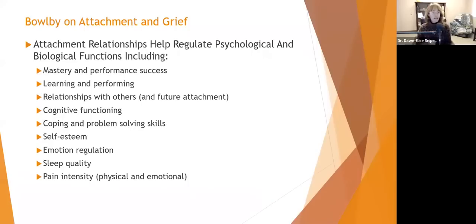It impacts cognitive functioning based on whether the person is constantly in this hypervigilant state with the HPA axis activated, which means they're probably always looking for threats and interpreting the world in the lens of a threat, versus if they feel content and safe and they're interpreting the world through that lens. Coping and problem-solving skills, we ain't born with them. So we learn those from our primary attachment relationships as well as others.